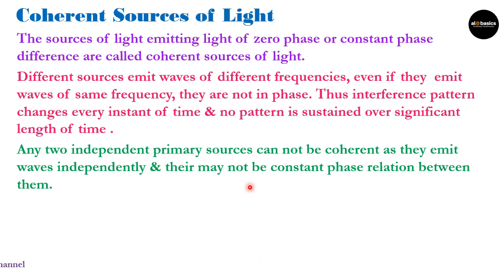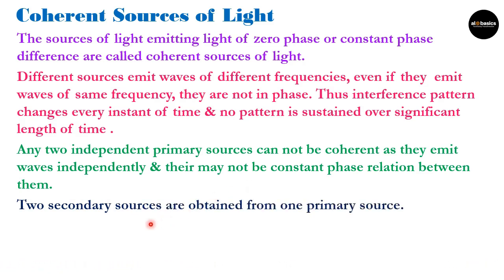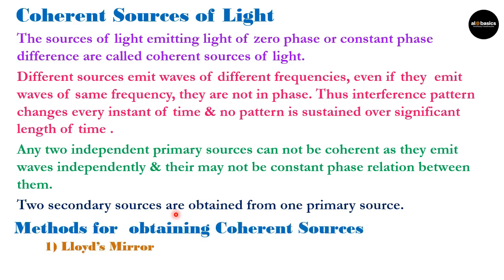If we want coherent sources, then these must be obtained from one single primary source. We consider these coherent sources as secondary sources, and they should be obtained from a primary source. What are the methods for getting two coherent sources in the lab? We have to discuss two methods. The methods for obtaining coherent sources are: first is Lloyd's mirror and second is Fresnel's biprism. We'll discuss these one by one.